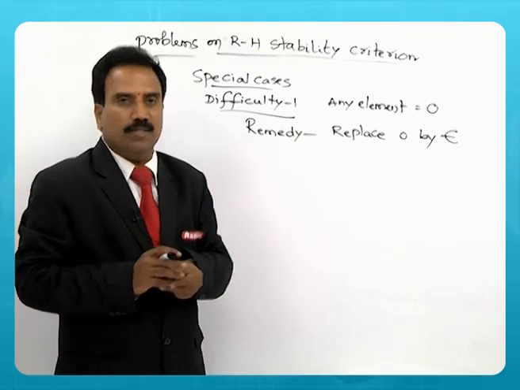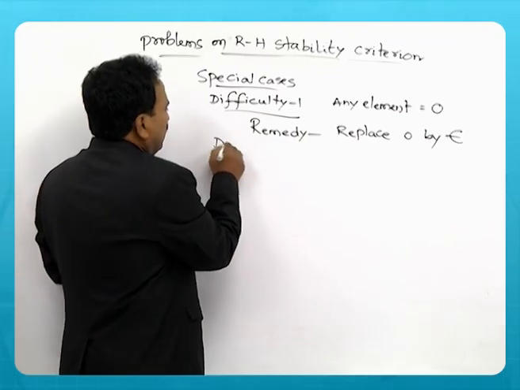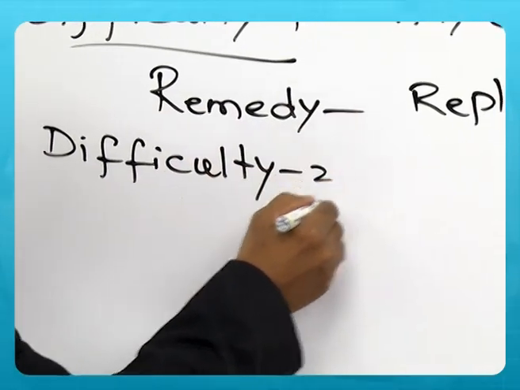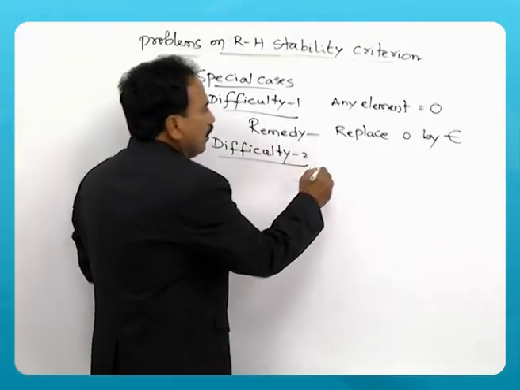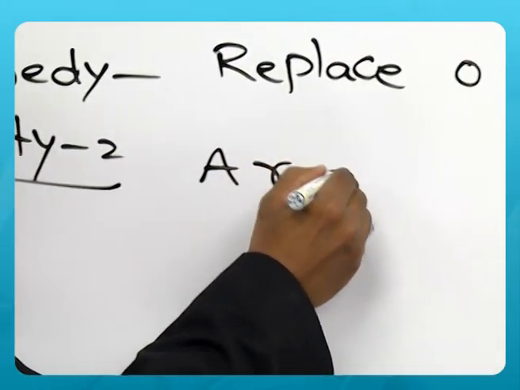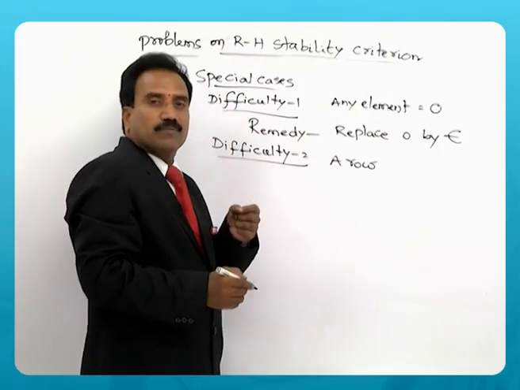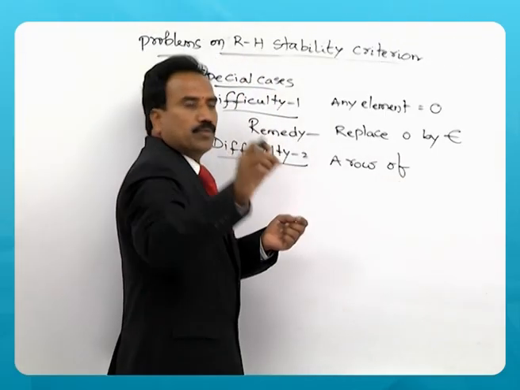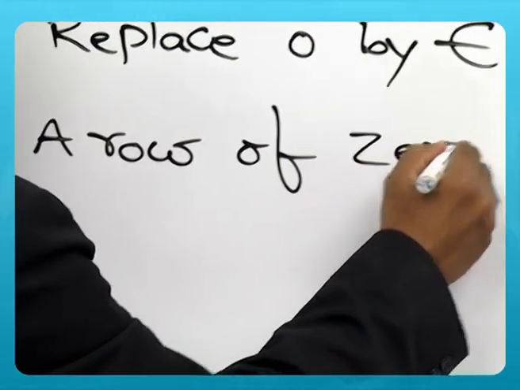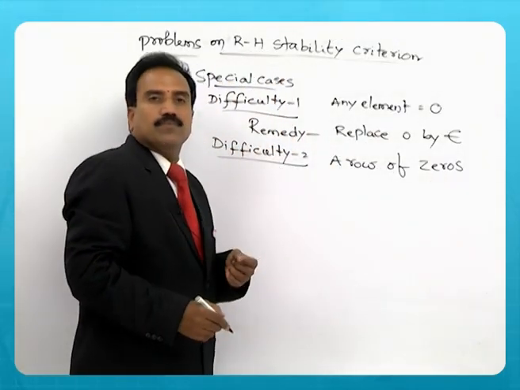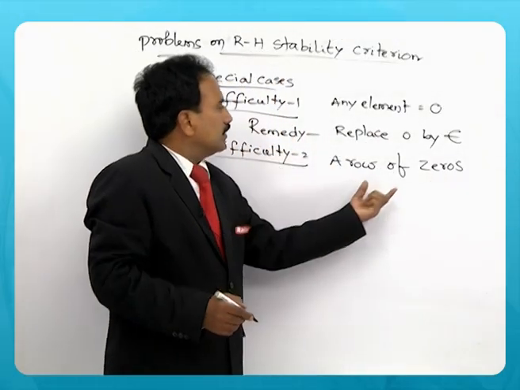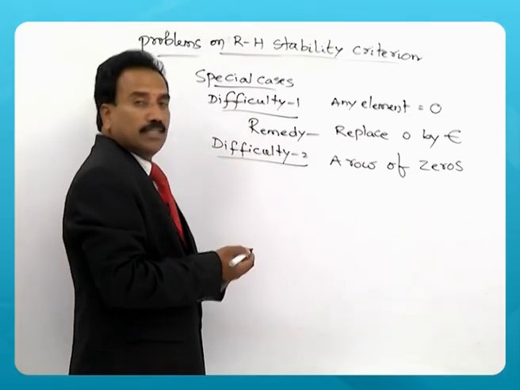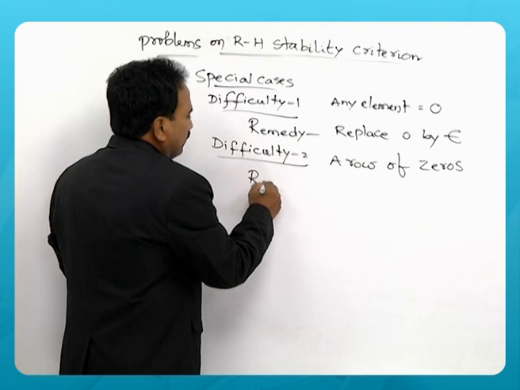and complete the table. Second difficulty is that a row of zeros, not a single element of the first column, but a complete row of zeros, may appear in one of the rows of the R-H table. So that is the difficulty. Then what is the remedy?